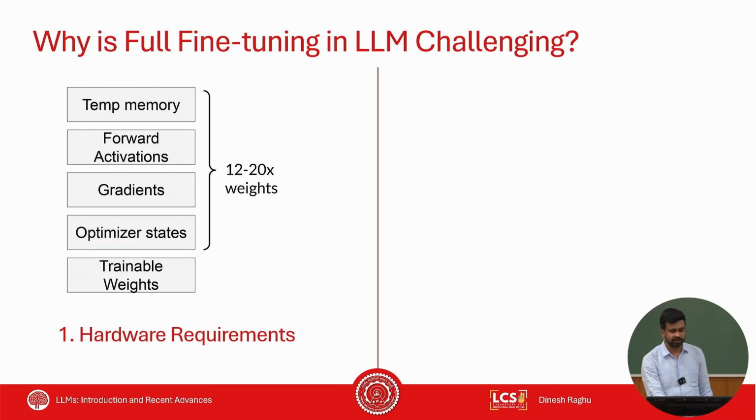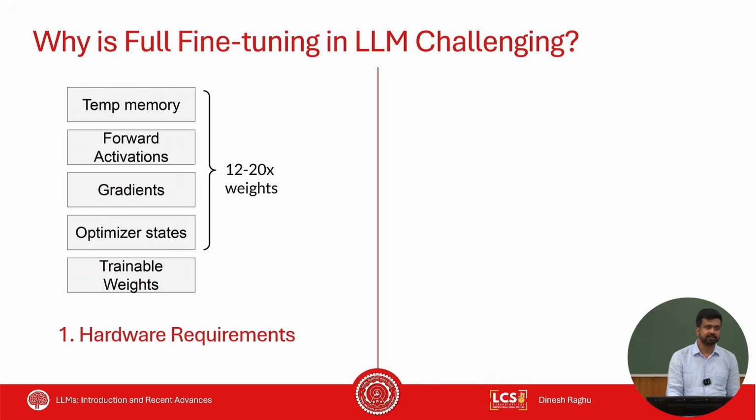So why can't we do full fine-tuning, right? Let's say that you want to fine-tune a Llama 8 billion model, right? Now it might end up taking 16 gigs of memory if all the weights are in FP16.